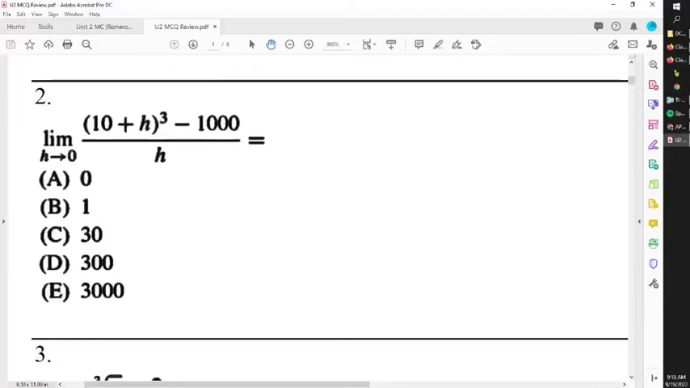Hey, look at that guy. I know that guy. Do you guys know that guy? That is the derivative definition thingy. You guys remember that? The derivative definition thingies? Here, let's write it out really quick.